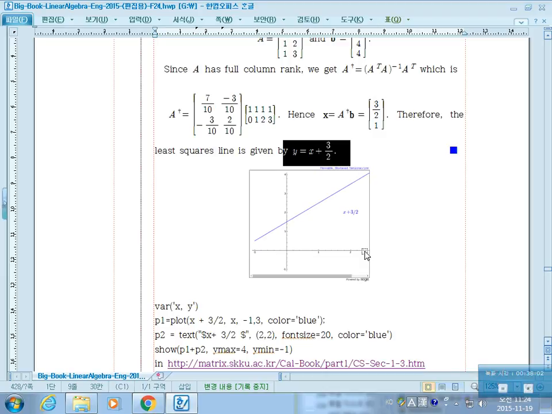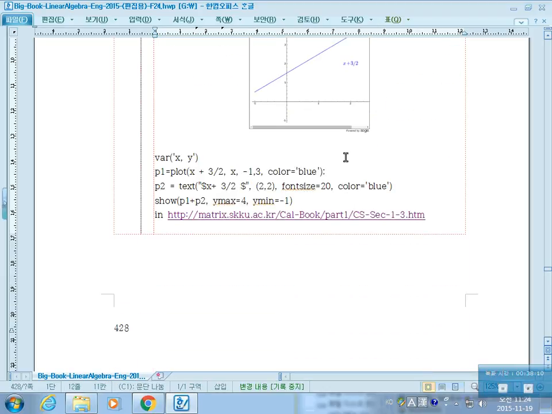Okay? Before, you found exact solutions. Now, we are looking for the least square solution, even when you do not have solutions.